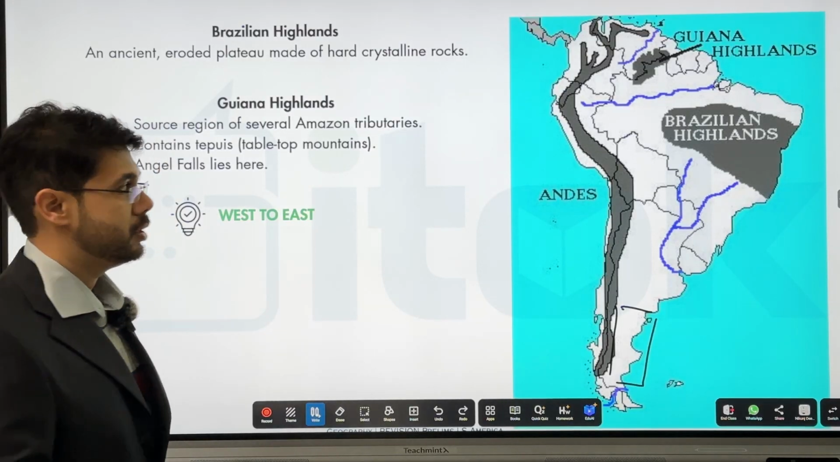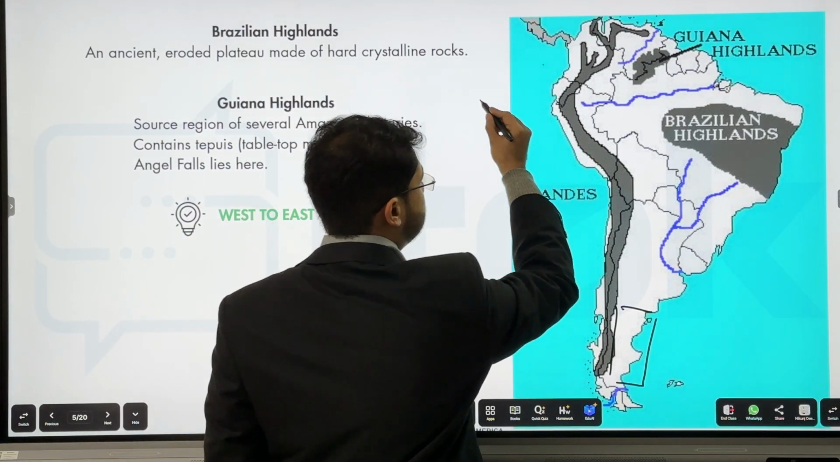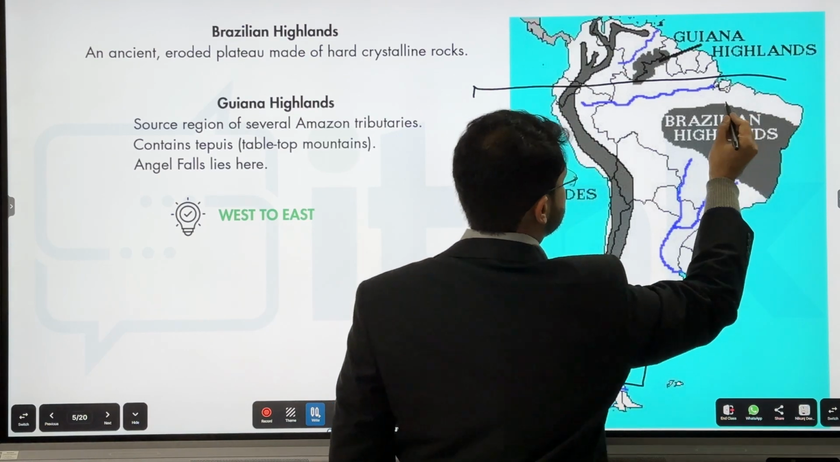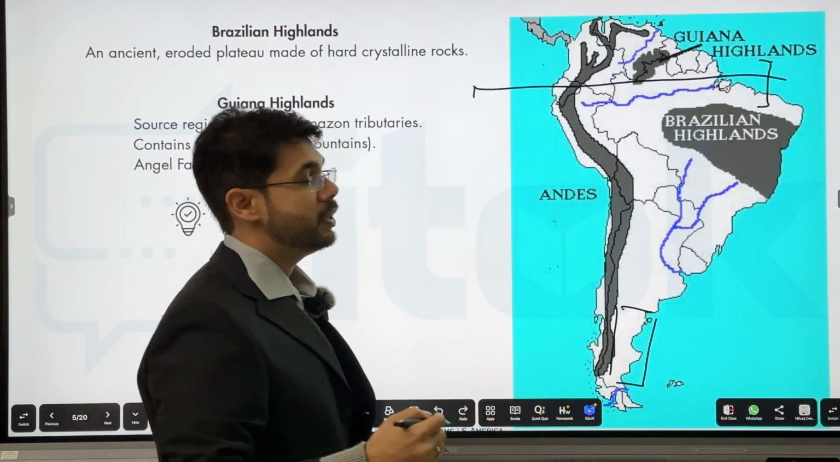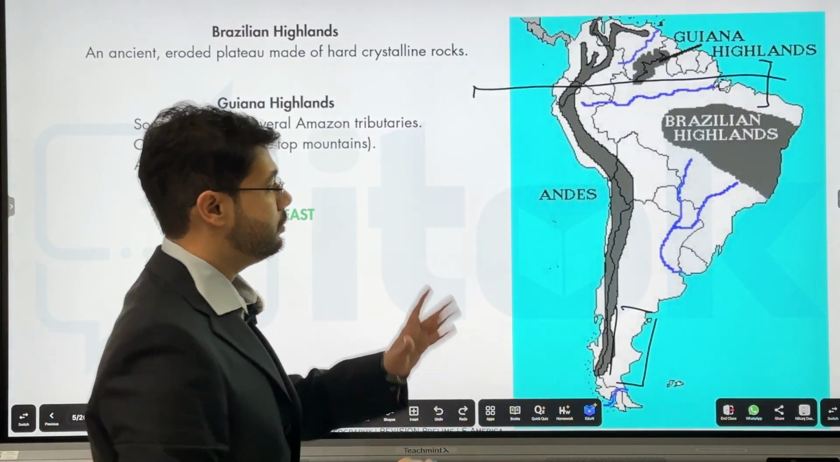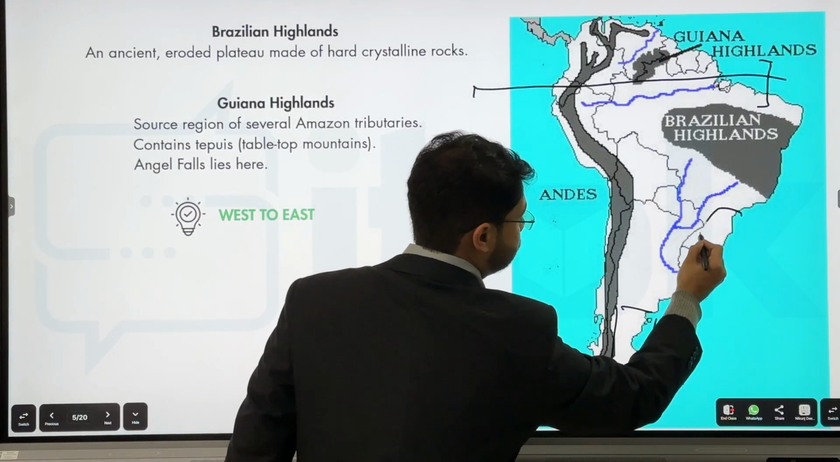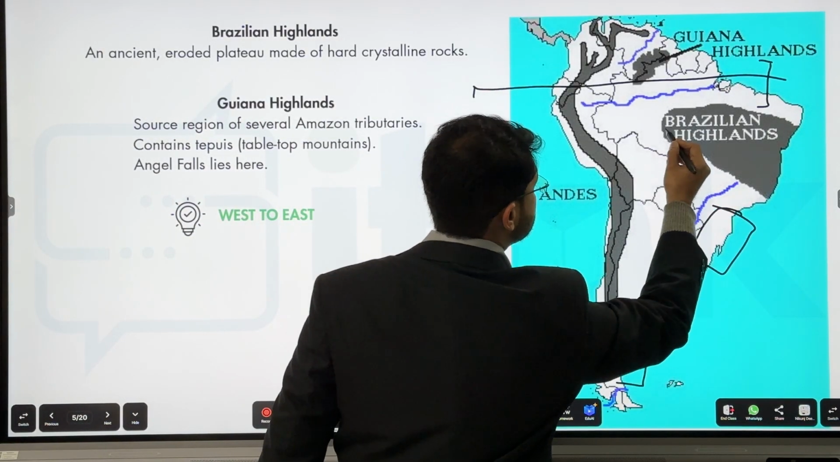Now, coming to grasslands, we had the equator. So, after the Amazon rainforest, after rainforest comes grasslands. But we find grasslands here. But grasslands should have been here.